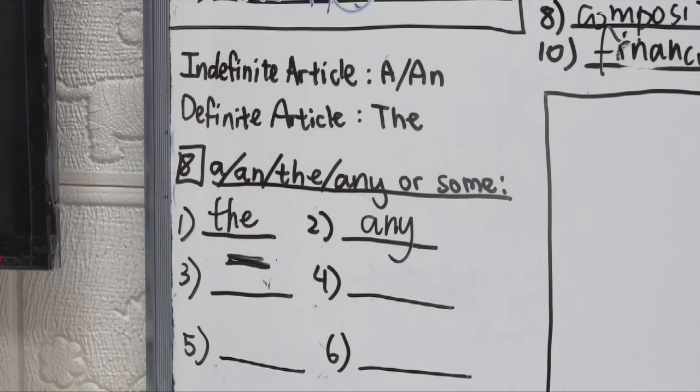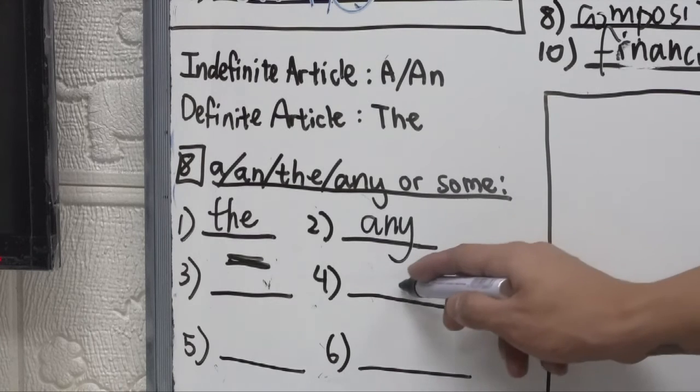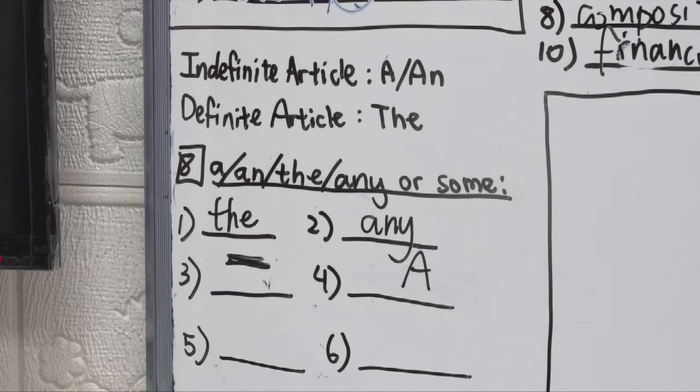What about number 4? Blank man came to the door this morning and asked to see the water meter. So what do you think? A man, the man, any man, some man. A man, right? Capital A. So this is the first time we talk about this man, so we should use a.